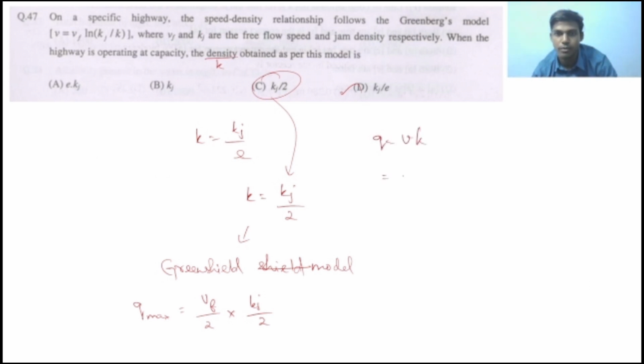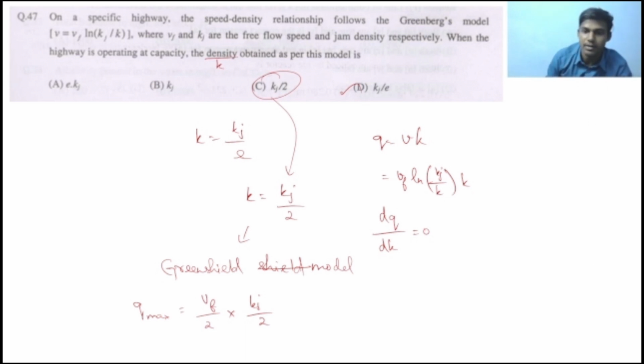So Q is equal to V, that is Vf into logarithmic Kj by K, into K. So we have to differentiate this, that is dQ with respect to dK is equal to 0. After differentiating this with respect to density and equating it to 0, we will get this answer, K is equal to Kj by e.